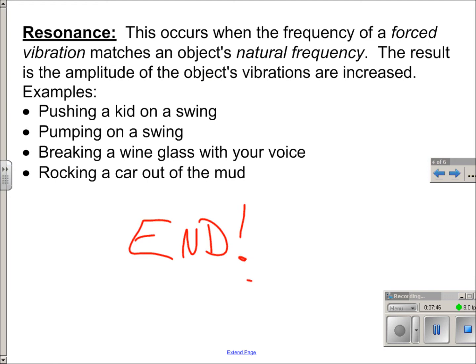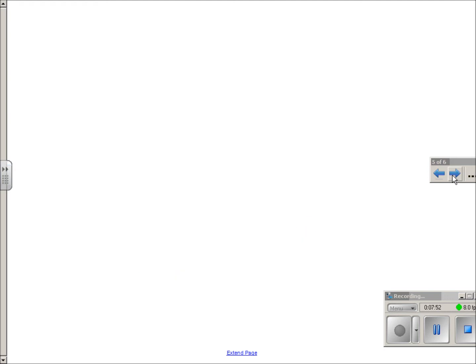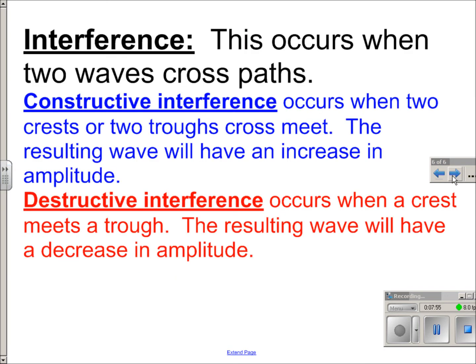We've got one other quick topic that we need to talk about, which is not on the screen, right there, interference. All right, interference doesn't really have anything to do with resonance. It's its own separate topic. It occurs when two waves cross paths. All right, and it turns out there's two types of interference. There's what's called constructive interference and destructive interference.